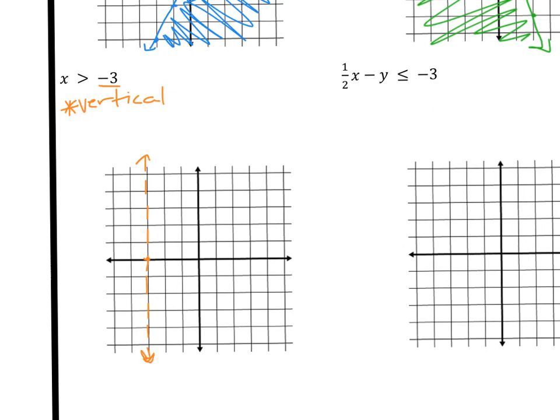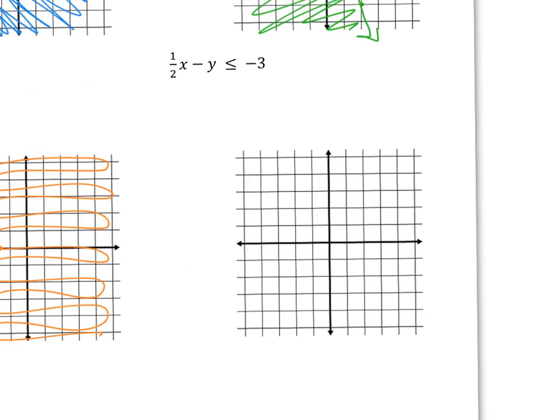And then it's dealing with x and not y. So to determine where to shade, when our value is greater than -3 on the x-axis, that would be to that right-hand side. This means everything over on that right-hand side is going to be valid for our solution. All right, one more.